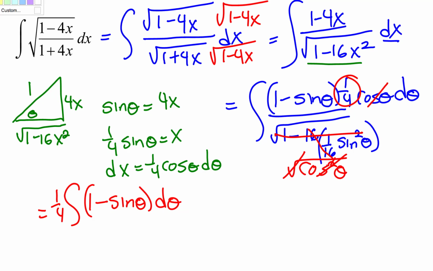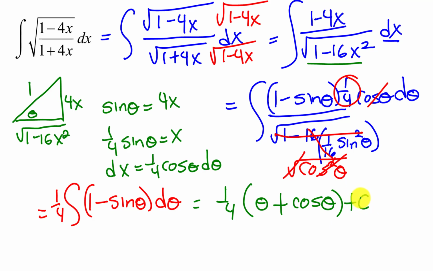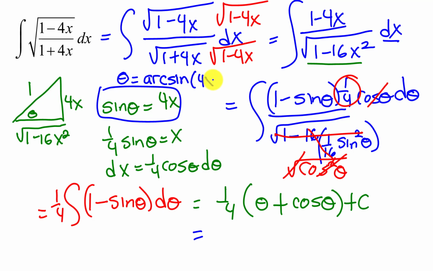Alright, so we can just go ahead and work that integral now. So that's going to be 1/4, integrate 1 and get theta, and this is going to be plus cosine theta, since its derivative is minus sine theta, plus a constant. Okay, now we just need to get it back in terms of x, and we're going to use our triangle to do that. And so we have our connection right here. Sine theta equals 4x, so if we needed to know theta, we could do the arc sine to undo the sine on the left, and it brings it over here on the right.